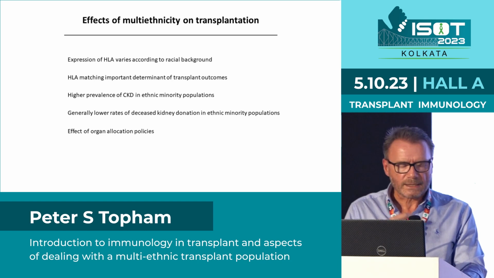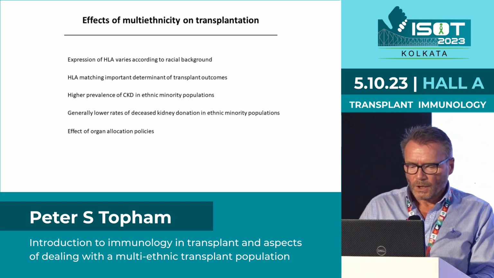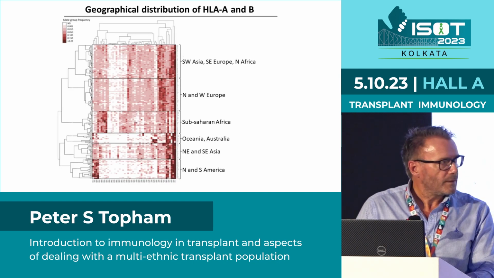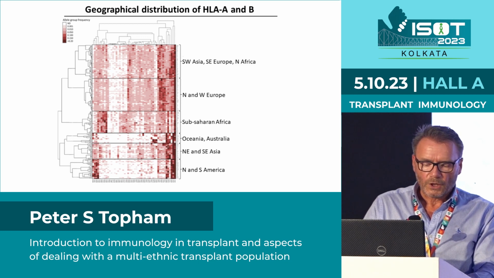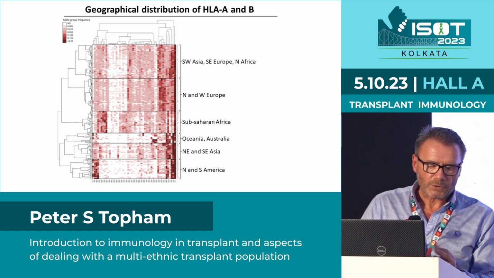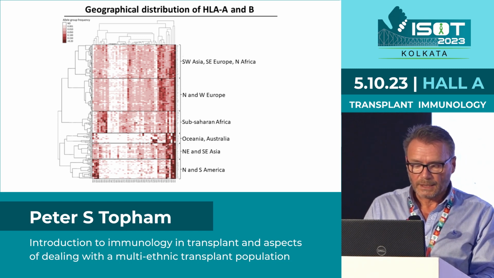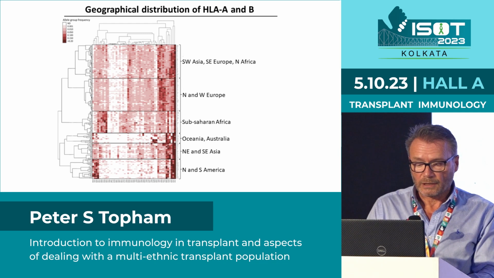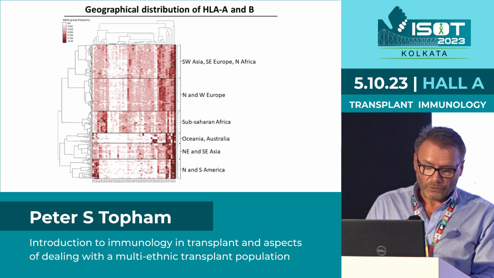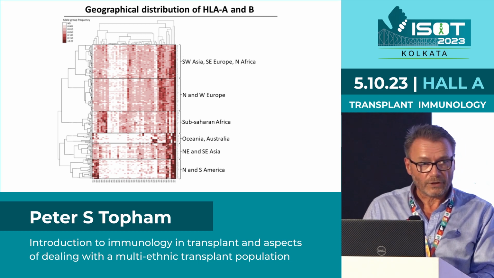The first thing to say is that the expression of HLA varies according to racial background. This is a very complex slide, and I'm not going to go through it in detail, but it's a heat map showing the expression of various HLA alleles. This is class 1, HLA A and B, expressed across the bottom, and it shows the expression in different geographical populations, highlighted down the side. Across different populations, the expression of various alleles varies enormously.